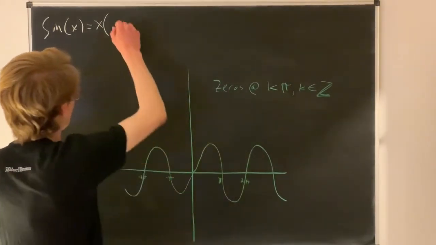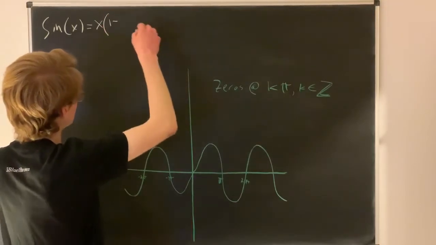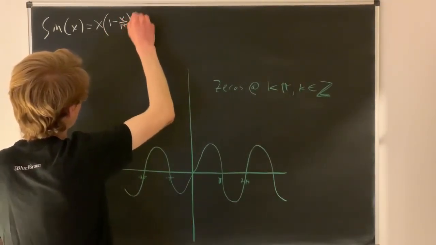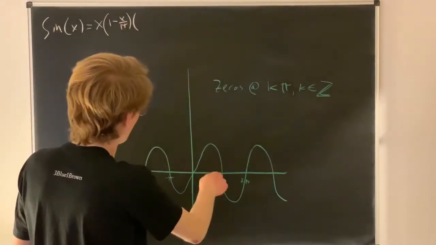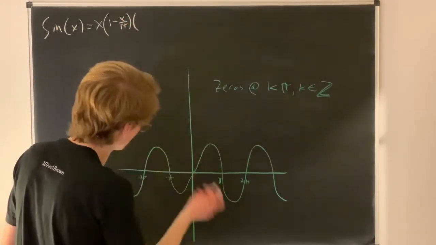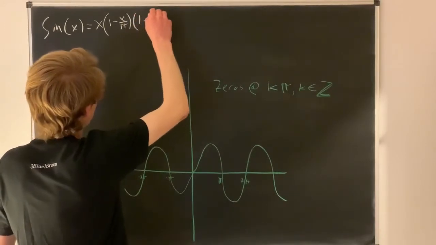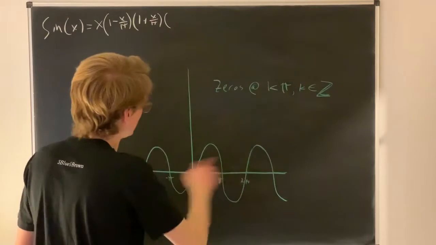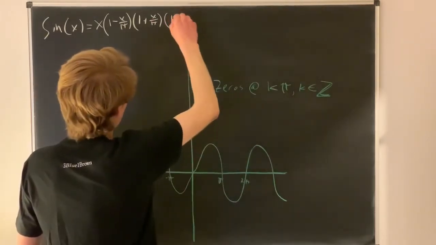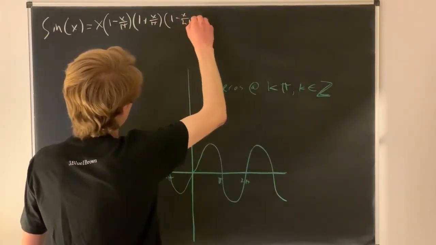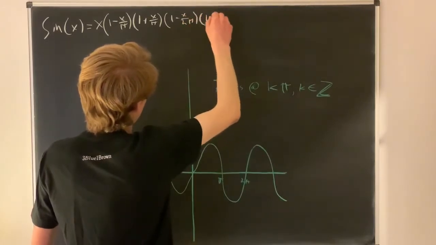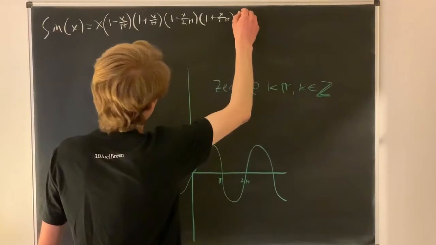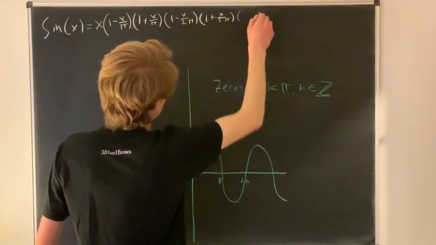So we can have 1 minus x over pi, and then that's this one, and then 1 plus x over pi. And then we can go up to 2 pi, so we have 1 minus x over 2 pi, 1 plus x, because remember it's a minus, over 2 pi, and essentially going on infinitely.